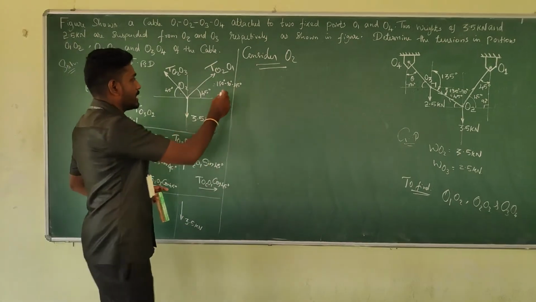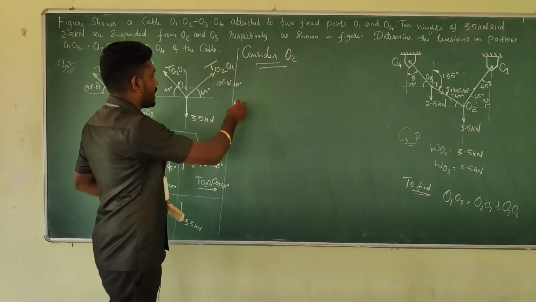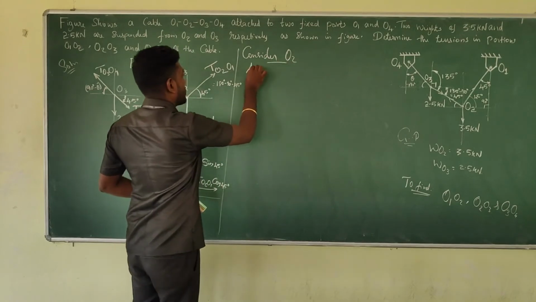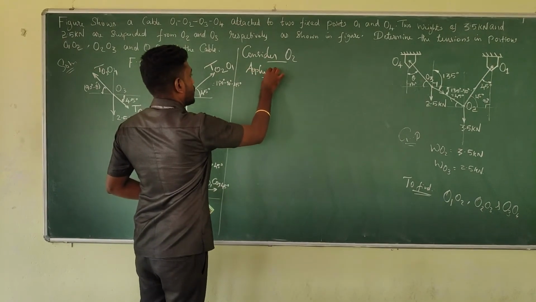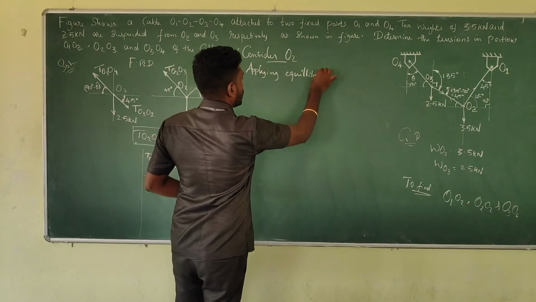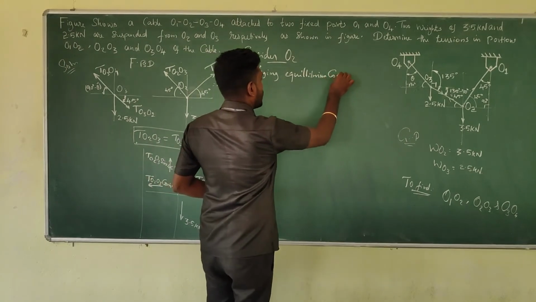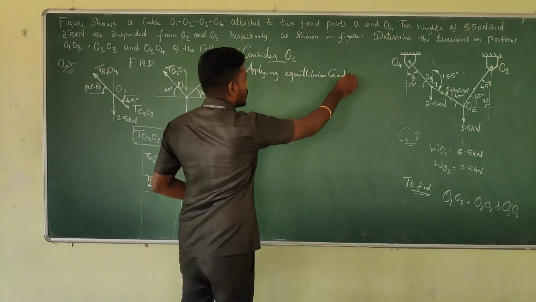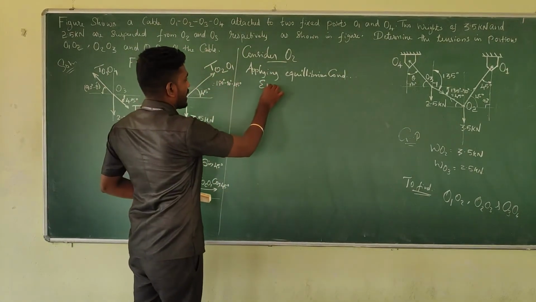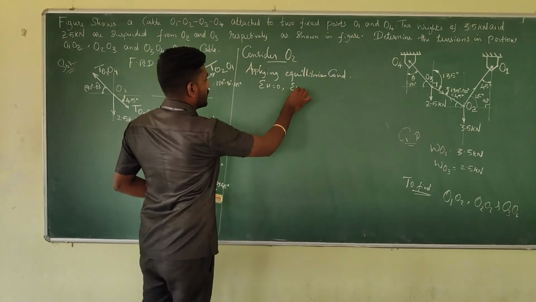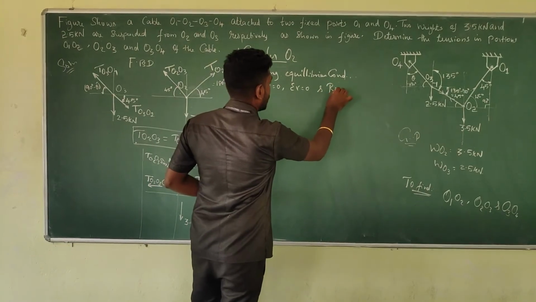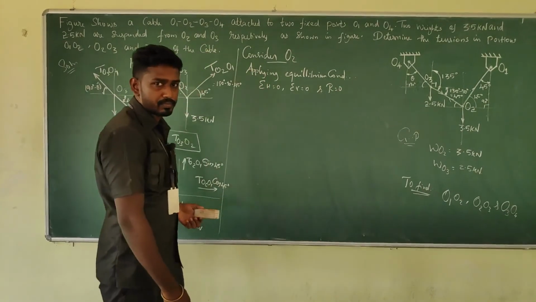So now we can just apply the equilibrium conditions. We are going to find the unknown forces, right? So we can apply equilibrium condition. So while applying equilibrium condition, we know equilibrium condition is nothing but summation of H is equal to 0, sum of vertical force is equal to 0, and the resultant force is equal to 0.